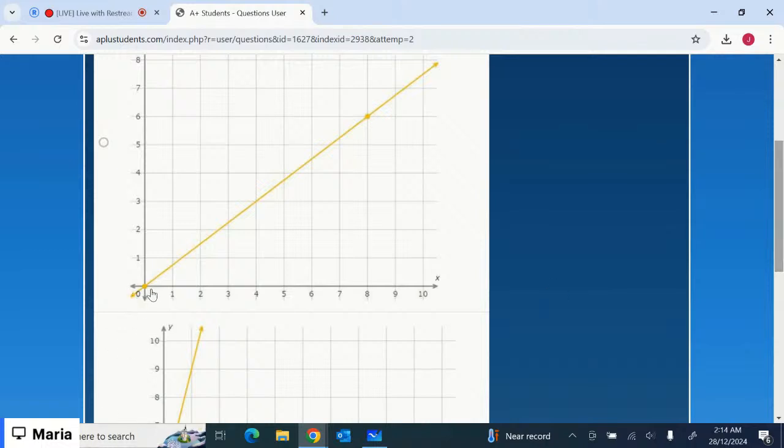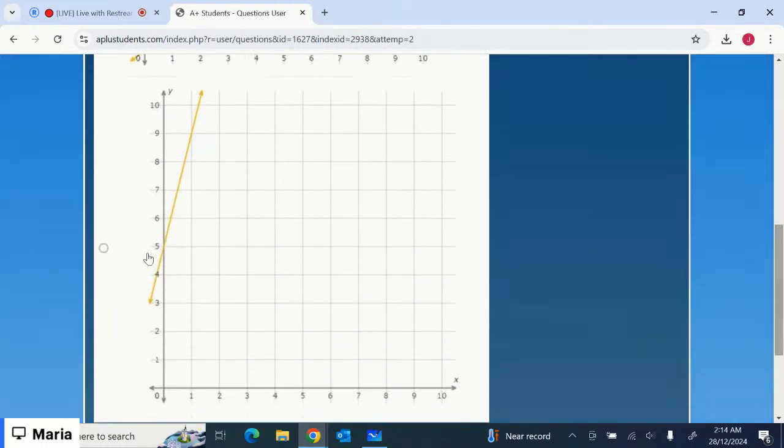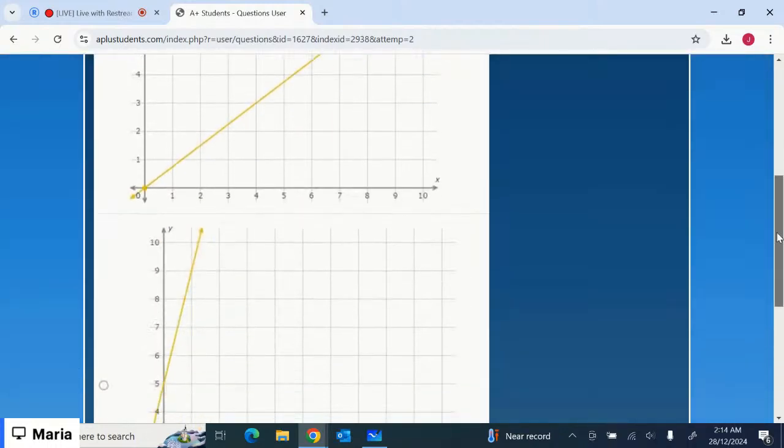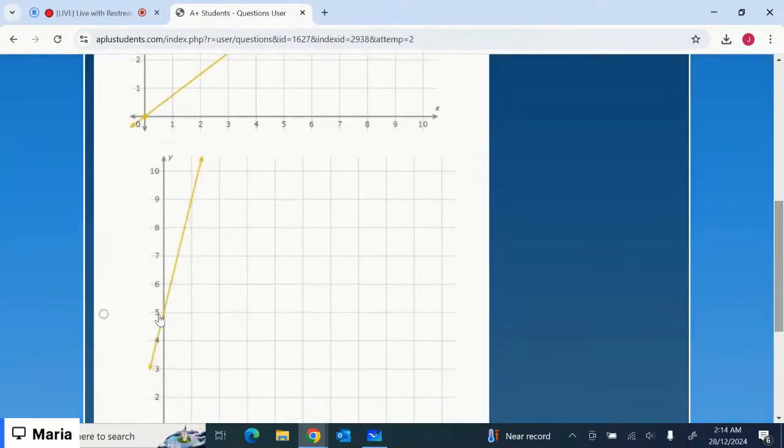Here you have (0, 0). That isn't the point, so that isn't the graph. Here is the point (0, 5), and the slope is 4, which means 4 over 1. So you need to move up 4 points, 1, 2, 3, 4, and move right 1 point. Then join these 2 points and make a line.